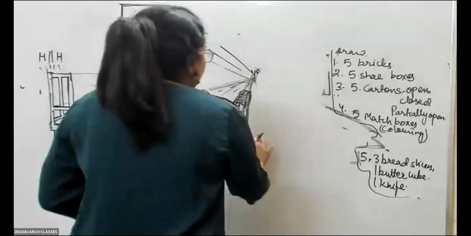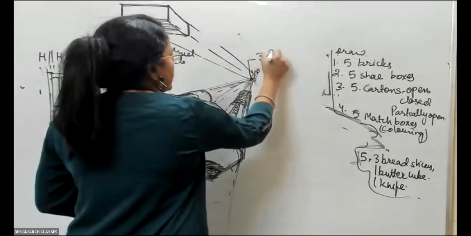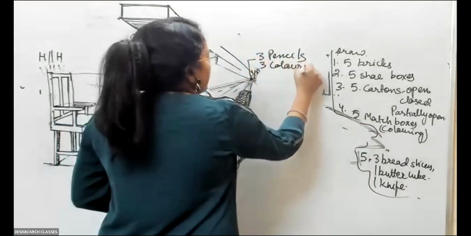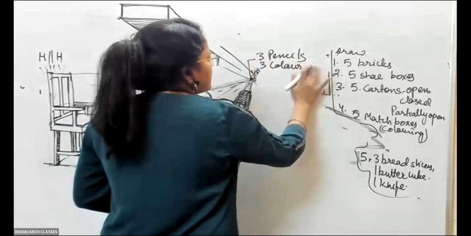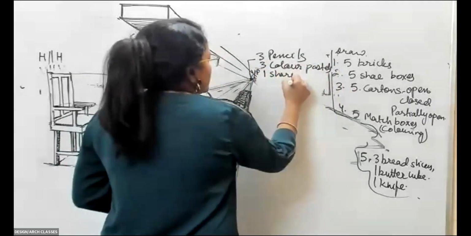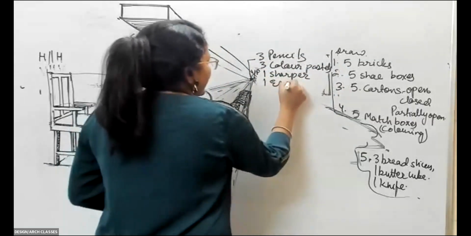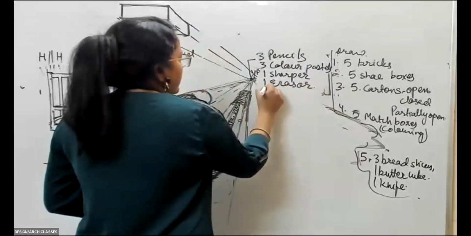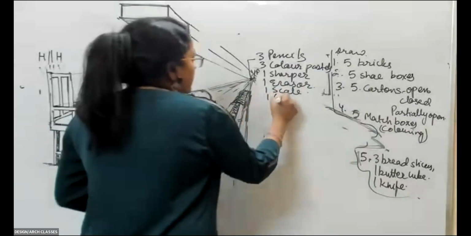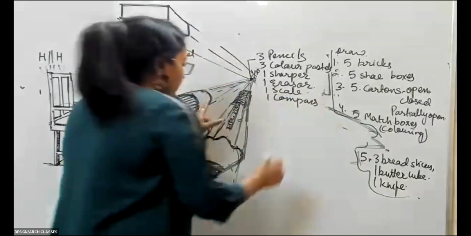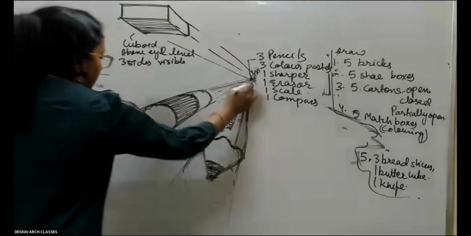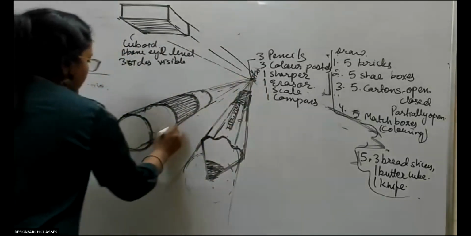So I would like you to convert this into 3 pencils, 3 color pencils, color pastels. Let me write pastels, 1 sharpener, 1 eraser, 1 scale, and 1 compass. Everyone, try doing it. See, I have already drawn a pencil. Now I am going to try.